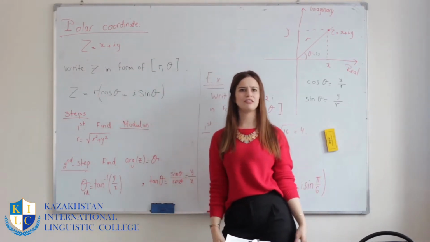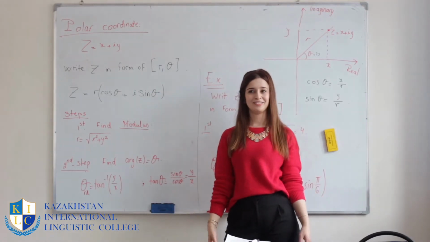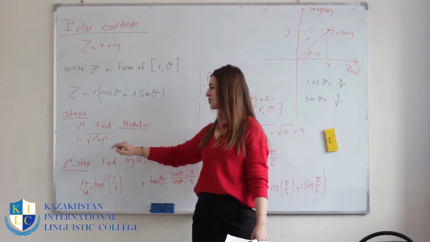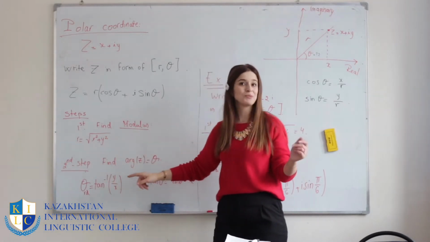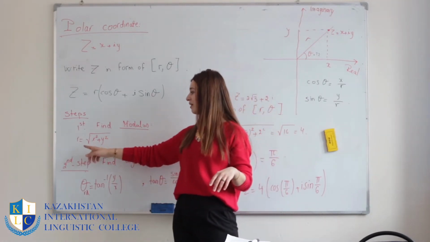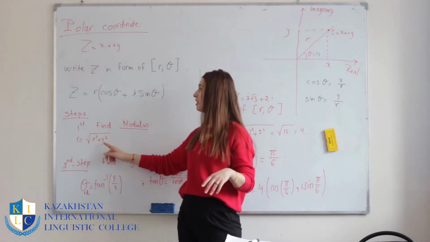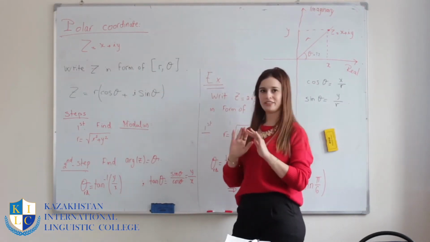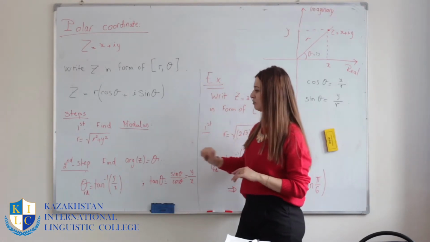How can we find r? What do we mean by r? That's good. r is the modulus, or we call it the absolute value, which is equal to the square root of x squared plus y squared. That's easy. This is the first step we have done. So let's move to the second step.